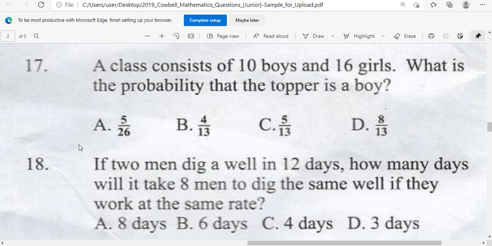What's the answer? 513 after C. Read the question. The class consists of 10 boys and 16 girls. What is the probability that the topper is a boy? Read again.